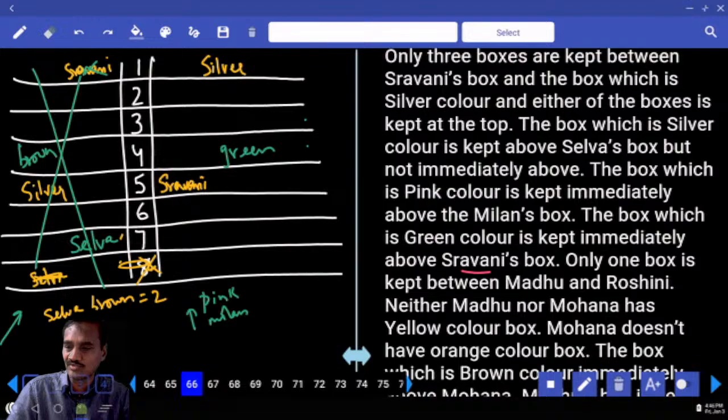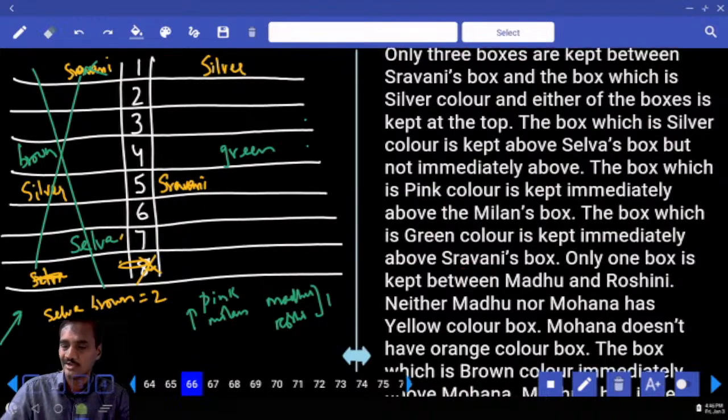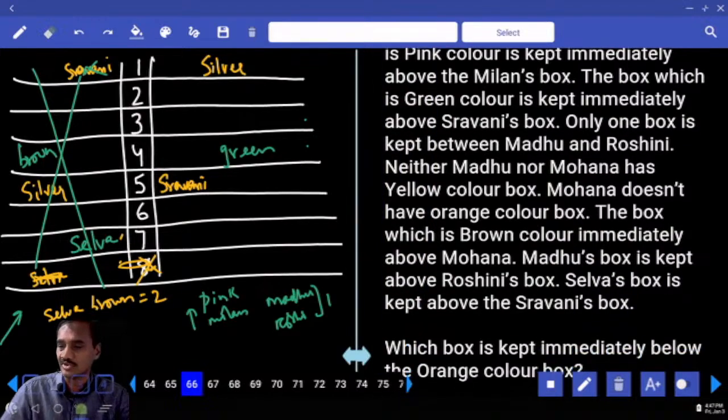Now in this one, there is only one box between Madhu and Roshni. Between Madhu and Roshni there must be exactly one, in any order. Neither Madhu nor Roshni has a yellow color box. And Mohana does not have orange. The box which is brown is immediately above Mohana. Clear? Now Selva and brown, with two boxes between Selva and brown.